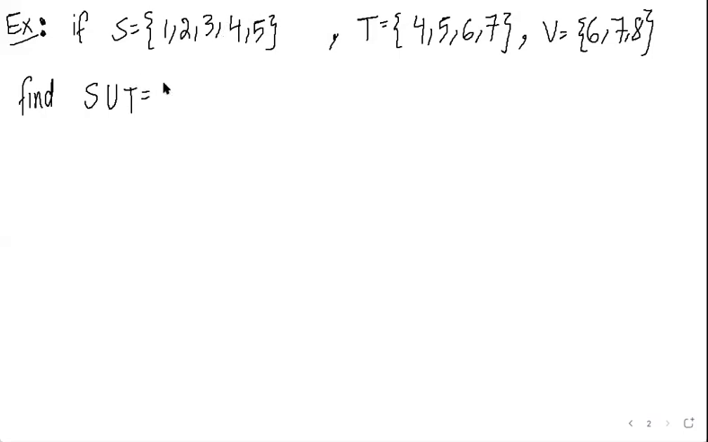S union T means the set that has all elements of S or elements of T or elements of both of them, S and T. To do this one, I have to write all elements in S: 1, 2, 3, 4, 5, and then put the elements of T. 4, we have written it already, we don't have to write it again. 5, we wrote it already from the set S. 6, we have to write it down here because it's not written already. 6 and 7.